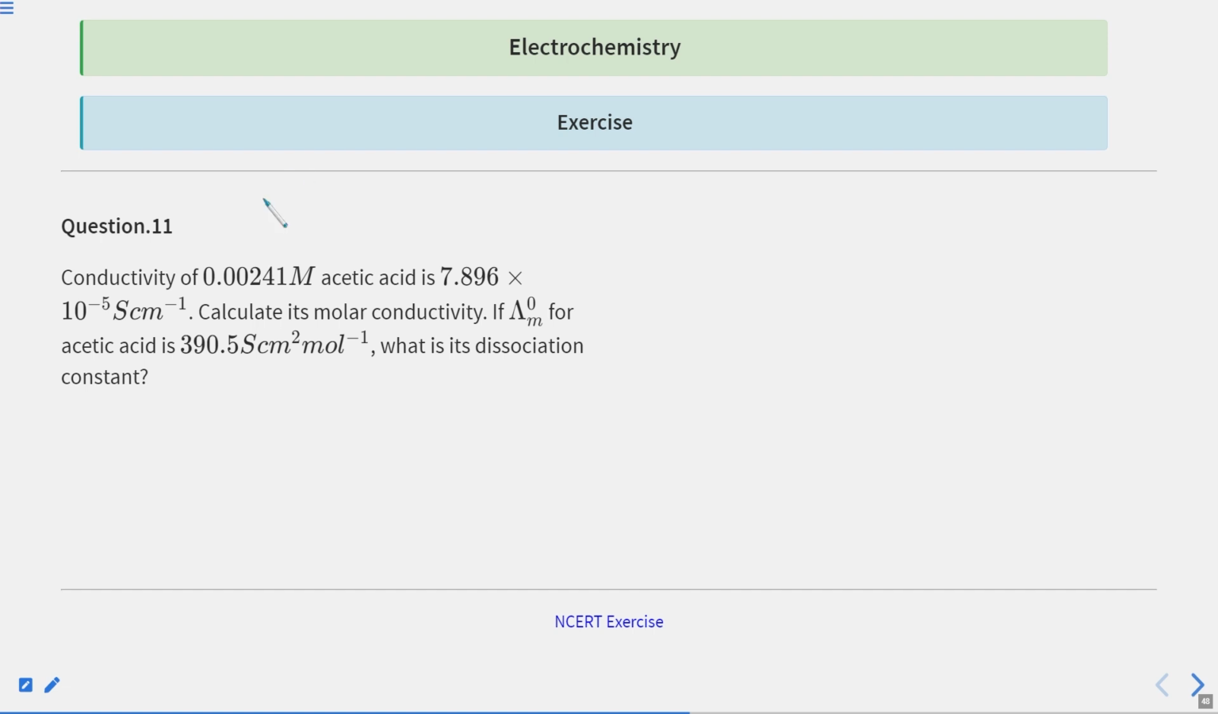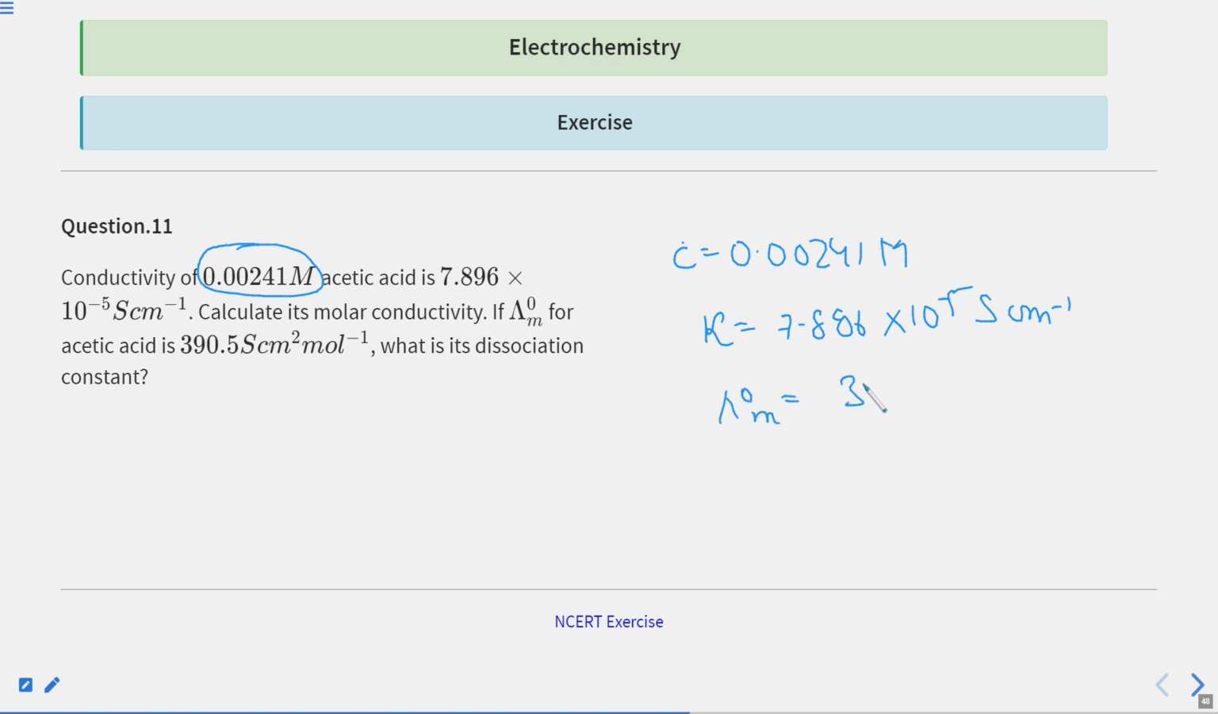Next is the conductivity of 0.0241. The conductivity of this concentration is given. The concentration is 0.00241 M. The conductivity kappa is given as 7.896 into 10 to the power minus 5. You can see I am also making a mistake. It is obvious, so you must do it twice or thrice, so that your concept gets clear. Anybody can make a mistake. And lambda naught m is 390.5 Siemens centimeter square per mole.